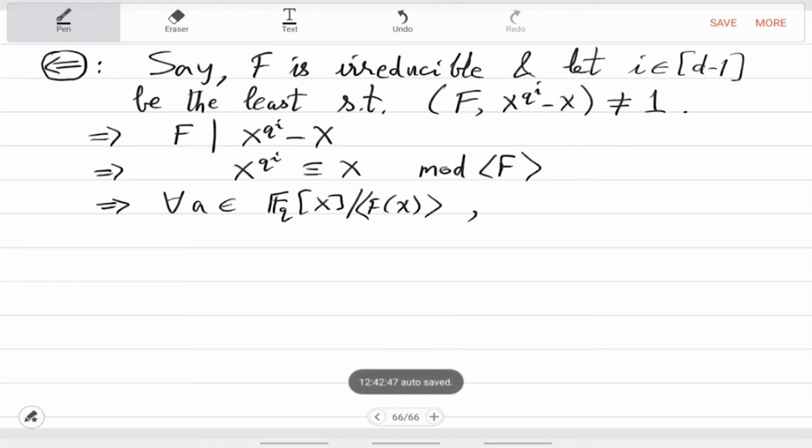Any element A that you take in this quotient ring F_q[x] mod F(x). First of all, why is this ring a field? Yeah, because we have assumed big F to be irreducible, right? So this is a field. What can you say about the elements in this, which is again a finite field? Elements A in this finite field, they're all roots of... Every A will satisfy the previous Frobenius action. Why is that? That is not trivial. How do you show this?